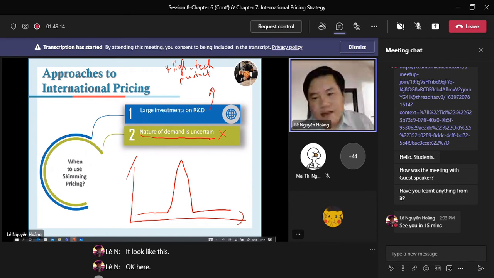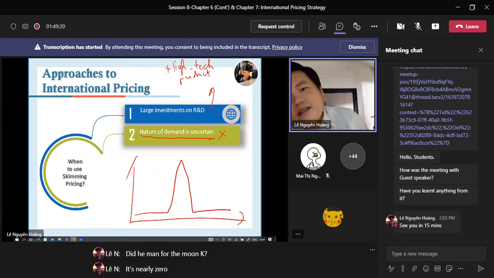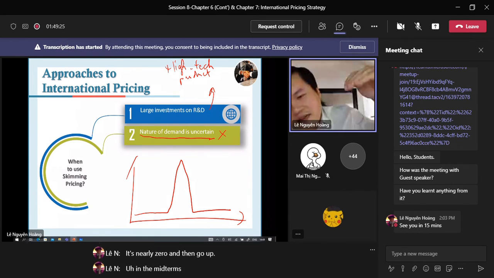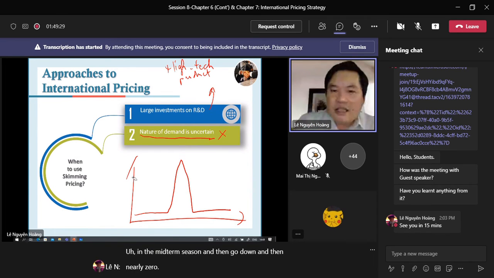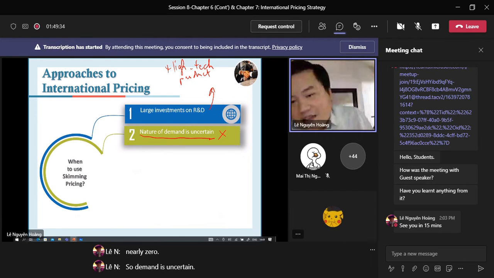It's like this. The demand for the mooncake is nearly zero and then goes up in the mid-autumn season and then goes down and then is nearly zero. So the demand is uncertain. And that's the reason why the cost or the price for a mooncake is pretty high.